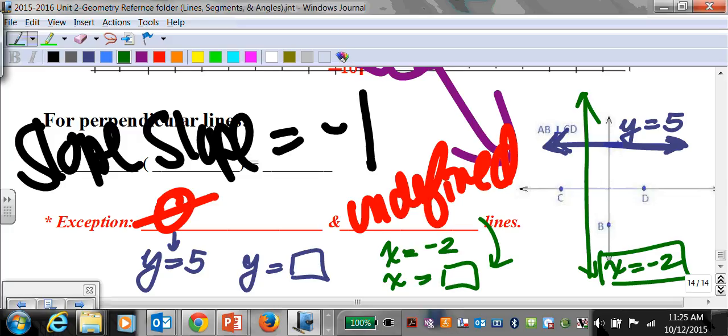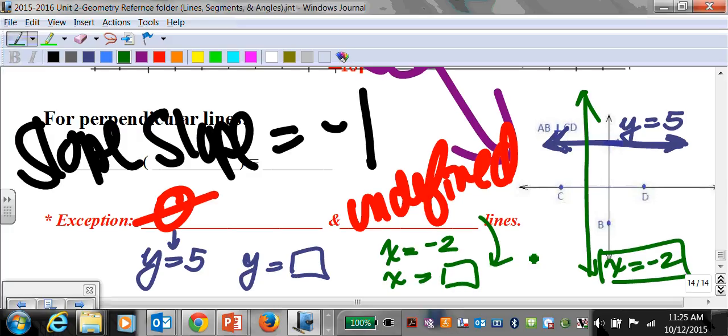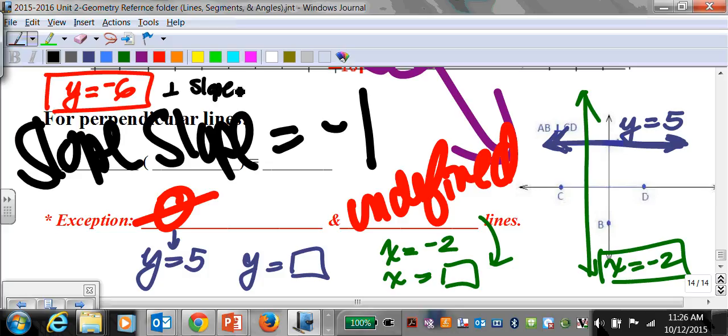Now, here's a classic SAT question, what they call a trick question. Ready? Take a look here. I'm going to give you a line. The line is y equals -6. Box it. Question is this. What's the perpendicular slope? I want you to write it.